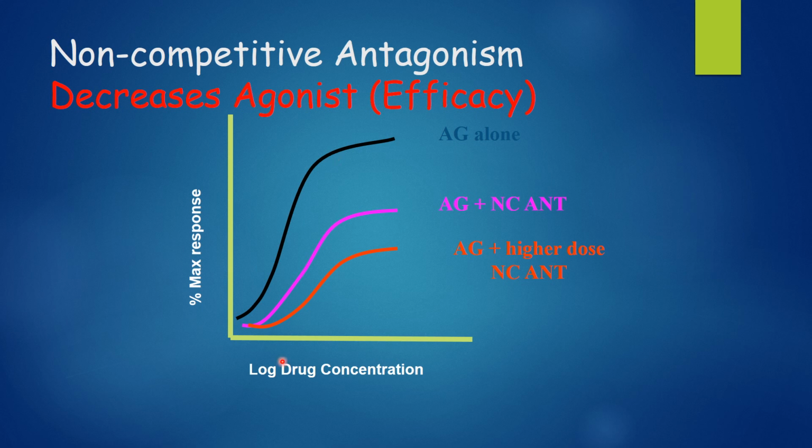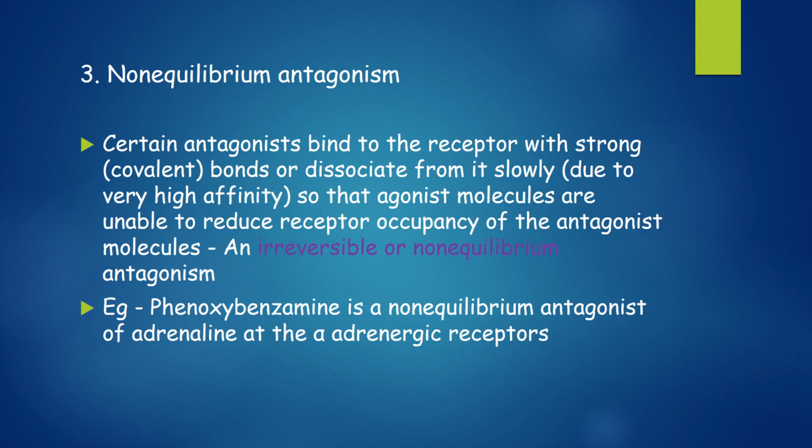Okay. Now I think you have got more idea about the graph. One, competitive antagonism will decrease the potency. In the same way, non-competitive antagonism will decrease the efficacy of the drug. And the third one is known as non-equilibrium antagonism. It is something different from competitive and non-competitive antagonism.